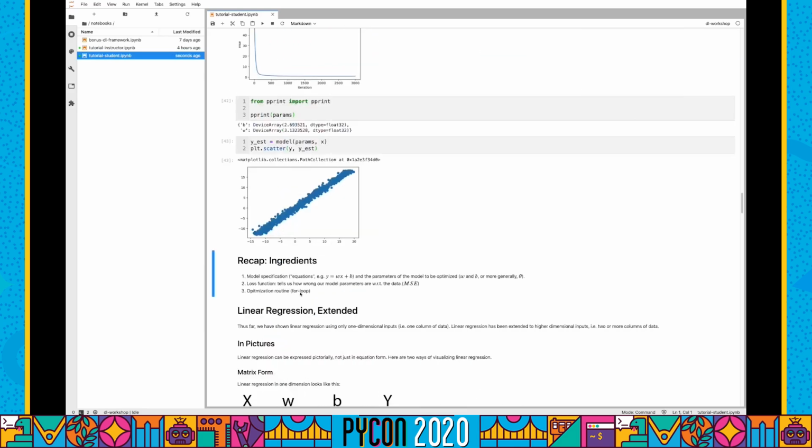Okay, so let's recap the ingredients. In deep learning, you're always going to need the model specification. These are the equations that help you map x to y. In addition, there are the parameters of the model to be optimized. We call them theta in general. Then there's the loss function that tells us how wrong our model parameters are with respect to the data. And finally, there's the optimization routine, or the for loop that we wrote. This for loop iteratively modifies our parameters theta such that we minimize the loss.